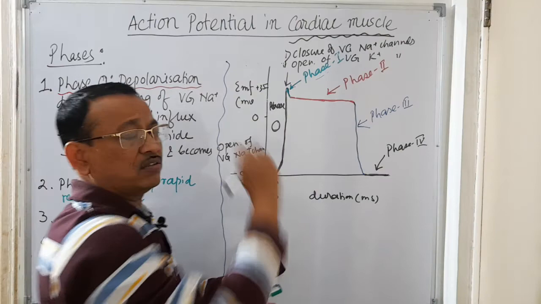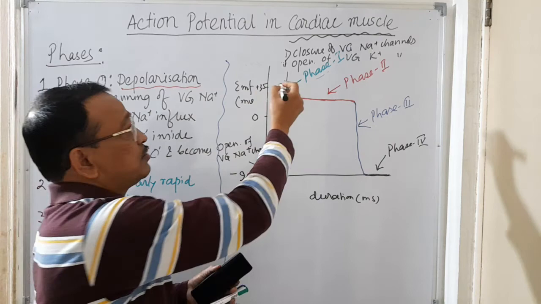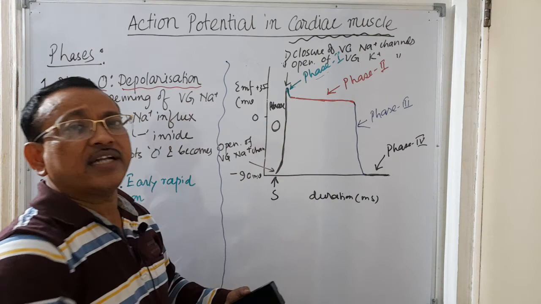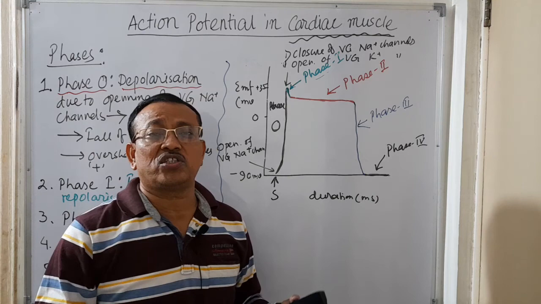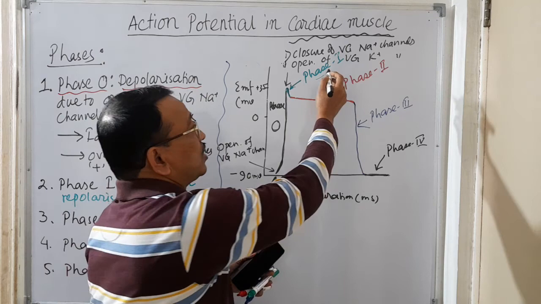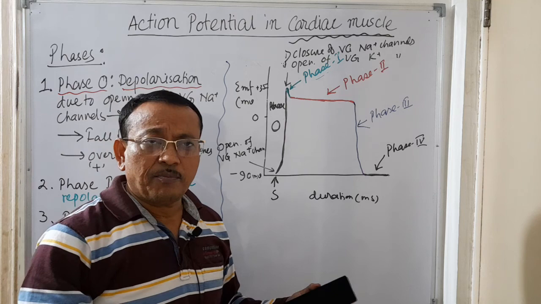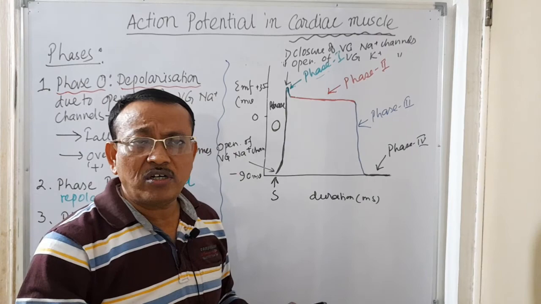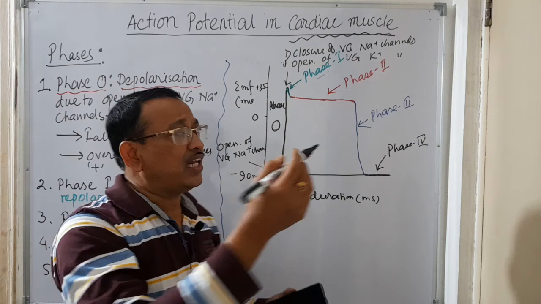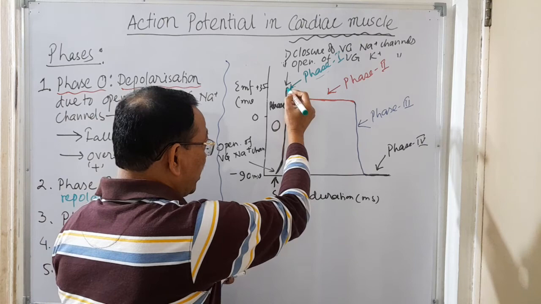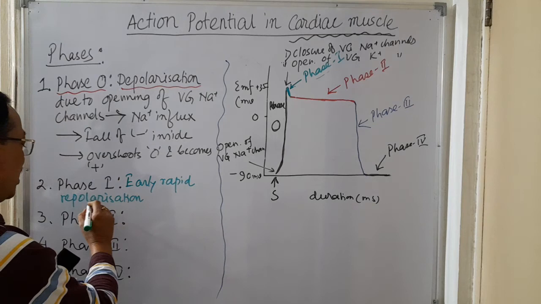On the other hand, simultaneously at this particular moment, the opening of voltage gated potassium channels takes place, like that of the neurons and the skeletal muscles. And as you know, potassium concentration is very high inside, and as the potassium channels are now opened, potassium ions will go out. There is an efflux of potassium ions from inside to outside. As the positive ions are going out, obviously inside electropositivity will decrease, and that is the phase known as phase one or early rapid repolarization.